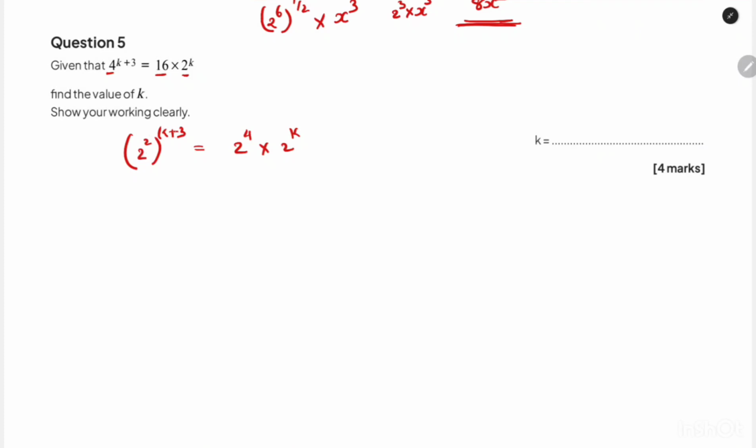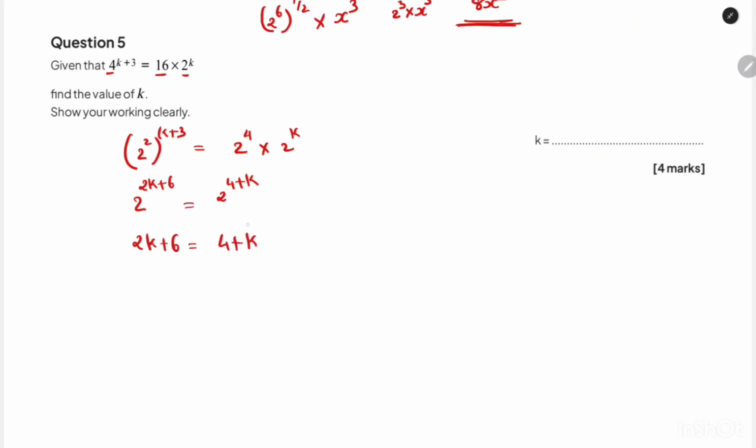Now 2 raised to 2 times (k plus 3), so that 2 will be multiplied with k also, as well as 2 will be multiplied with 3 also. So that's 2 raised to 2k plus 6 is equal to, here on the right hand side in the multiplication, because the bases are the same, you will add the powers. So now both sides have the same bases, remove the bases and directly equate the powers. So 2k plus 6 is equal to 4 plus k.